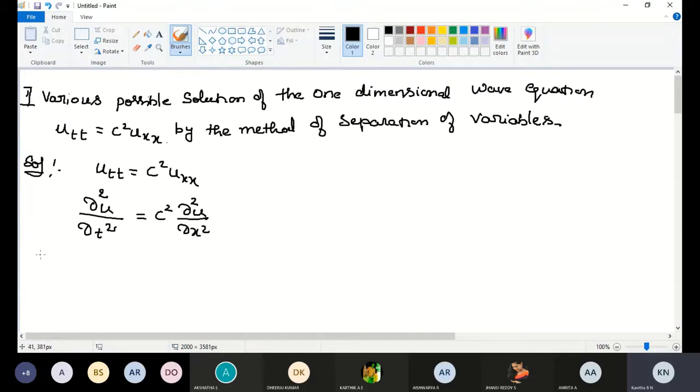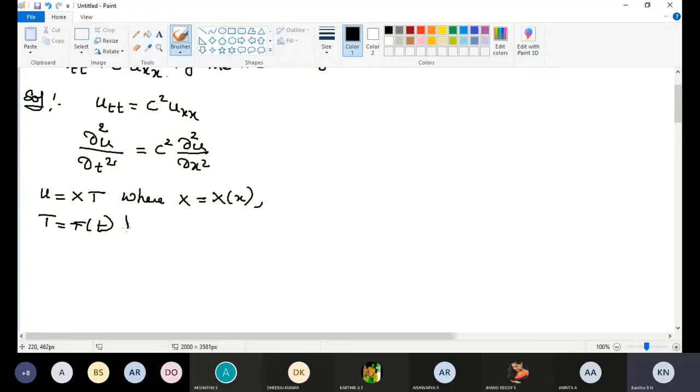Okay, then observe here, take down here u is equal to capital X and capital T, where capital X is equal to X of x and capital T is equal to T of t, be the solution of the PDE. Okay, we have to consider u is equal to capital X and capital T. Capital X is nothing but X of x and capital T is nothing but T of t, be the solution of the PDE.